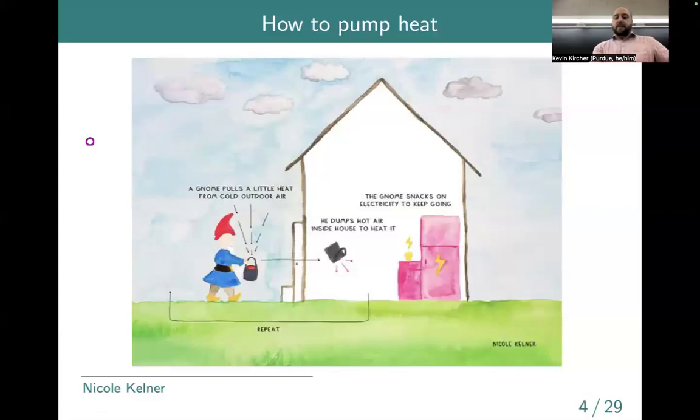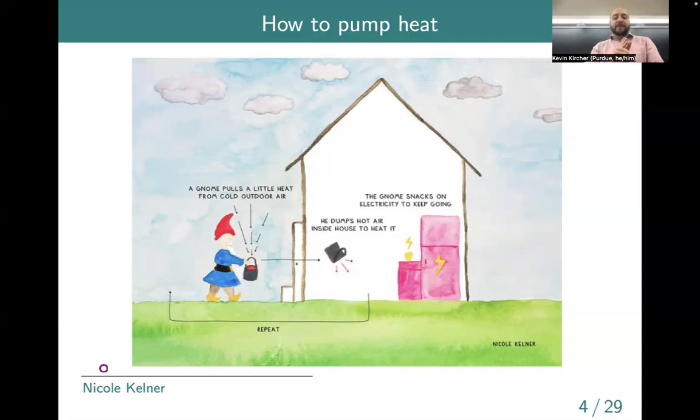Okay, so that is the theoretical limit. Let's talk about how you might realize that in practice. So you just need a magical gnome, and then it's really easy to build a heat pump cycle. No, this is an illustration by, I guess you'd call her a climate artist named Nicole Kellner.